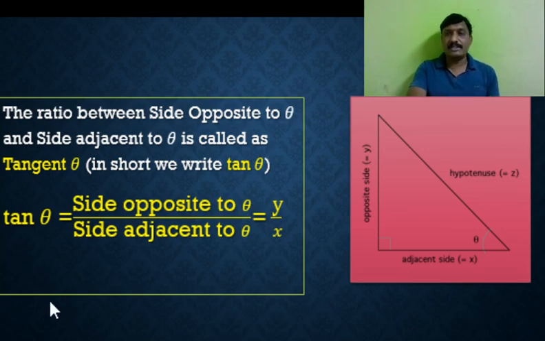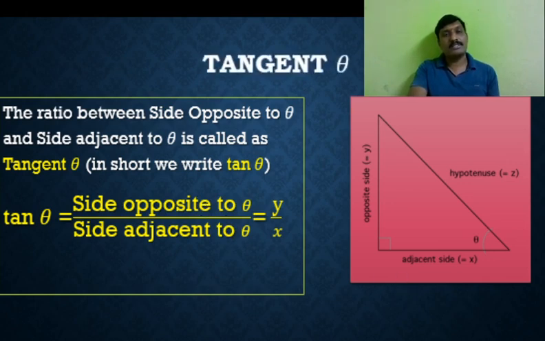In terms of lengths, what is the length of the side opposite to theta? Y units. What is the length of the side adjacent to theta? X units. So tan theta is equal to y by x. Here theta is an acute angle. You can take 1 degree to 89 point something degrees. The angle between 0 and 90 degrees is called an acute angle. So we are finding the ratios, the relation between the acute angle and the sides.